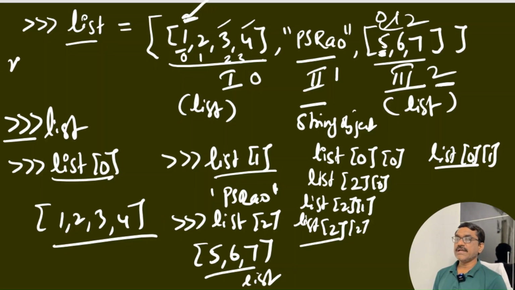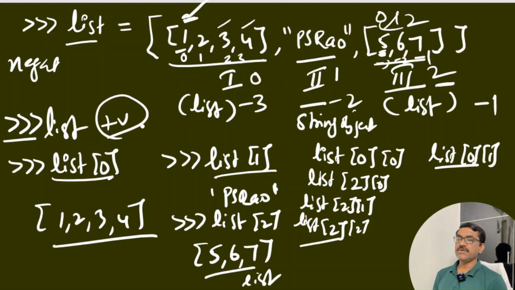You can also use negative indexing. The last one is -1, then -2, then -3. Within this, again you have to start from -1, -2, -3. You can also use negative indexing to access the elements. But for a two-dimensional list, it is better to use only positive indexes to access the individual elements of a two-dimensional list.